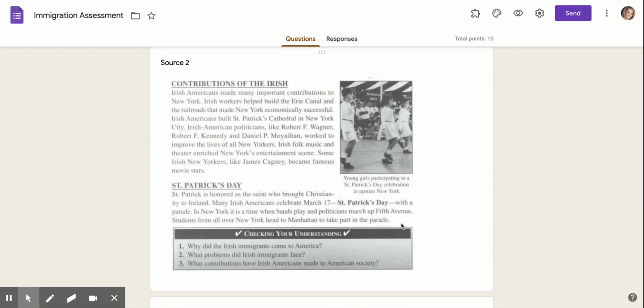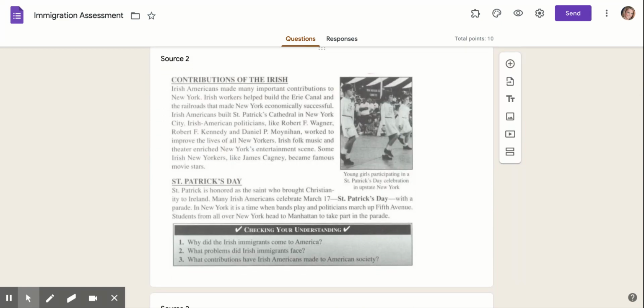All right, source two, contributions of the Irish. It says Irish Americans made many important contributions to New York. Irish workers helped build the Erie Canal and railroads that made New York economically successful. Irish Americans built St. Patrick's Cathedral in New York City. Irish American politicians like Robert F. Wagner, Robert F. Kennedy, and Daniel P. Moynihan worked to improve the lives of all New Yorkers. Irish folk music and theater enriched New York's entertainment scene. Some Irish New Yorkers, like James Cagney, became famous movie stars.